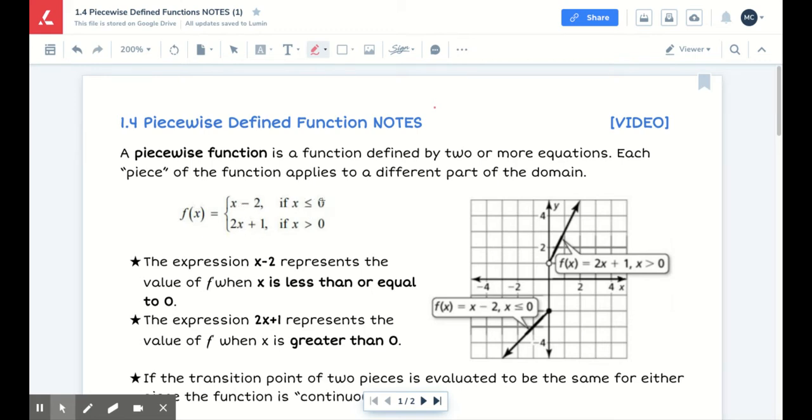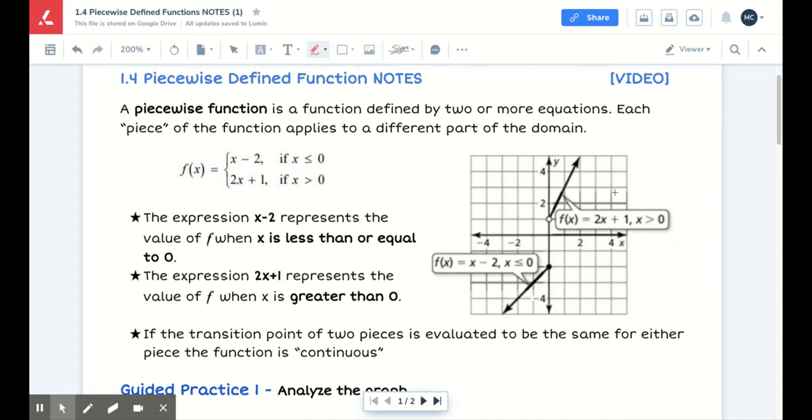Now you'll notice that the x values for this piece are unique to the x values for this piece over here. So the first piece includes only x values that are less than or equal to 0, so all the negative numbers and 0. And the other piece includes all x values that are greater than 0, which would be all the positive numbers.